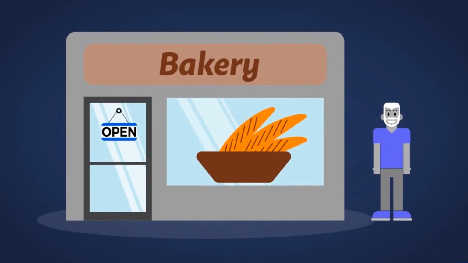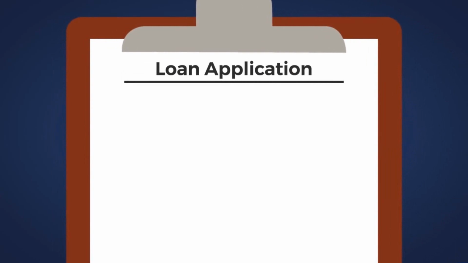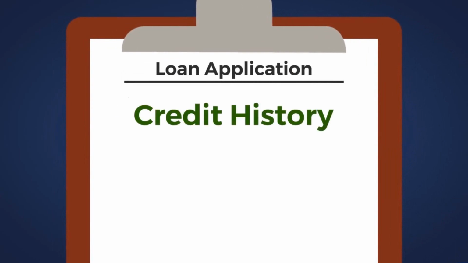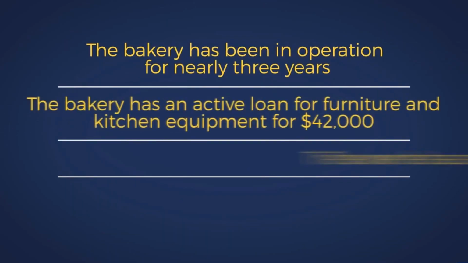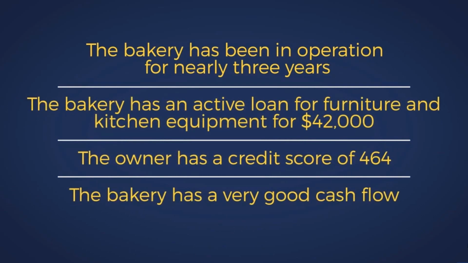The owner of CarMax Bakery is applying for a loan to purchase a larger space for his bakery. As part of the loan application, the lender reviews the owner's credit history, which reveals some items. Ultimately, the loan is denied. Which item from the owner's credit history caused the denial?